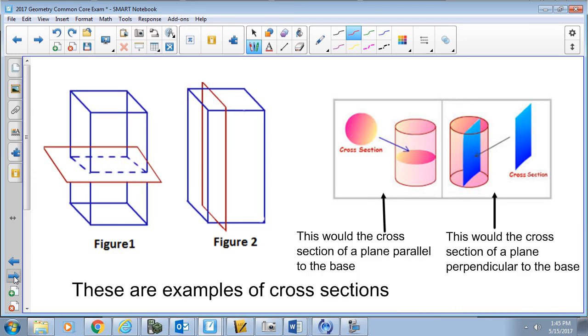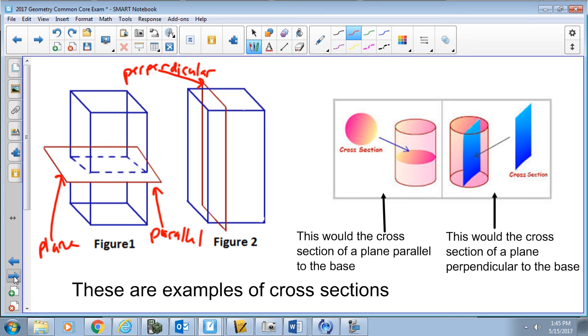Here are some examples. This would be your plane. Think of a plane as a piece of paper, one that could cut through. Now this is parallel, so this is cutting parallel. And this plane here is cutting perpendicular. So this is cutting perpendicular to the base. To the base is what they're talking about. And same thing over here.